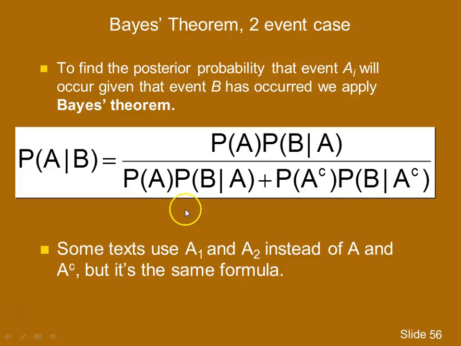By the way, I like to use A and A complement in my formula, but some books and some applications of Bayes' rule use A1 and A2 as opposed to A and A complement. Now I know the formula kind of looks big and menacing, but I like to emphasize to students that it's still just a conditional probability where the denominator is a marginal probability. Instead of us knowing what the intersections are, we're going to have to calculate the intersections along the way in a Bayesian problem.